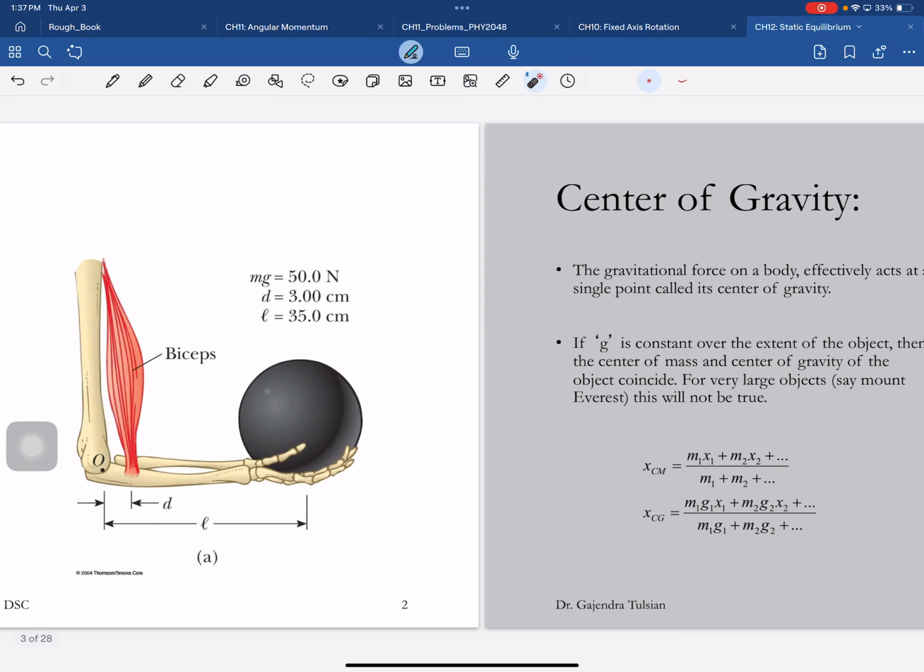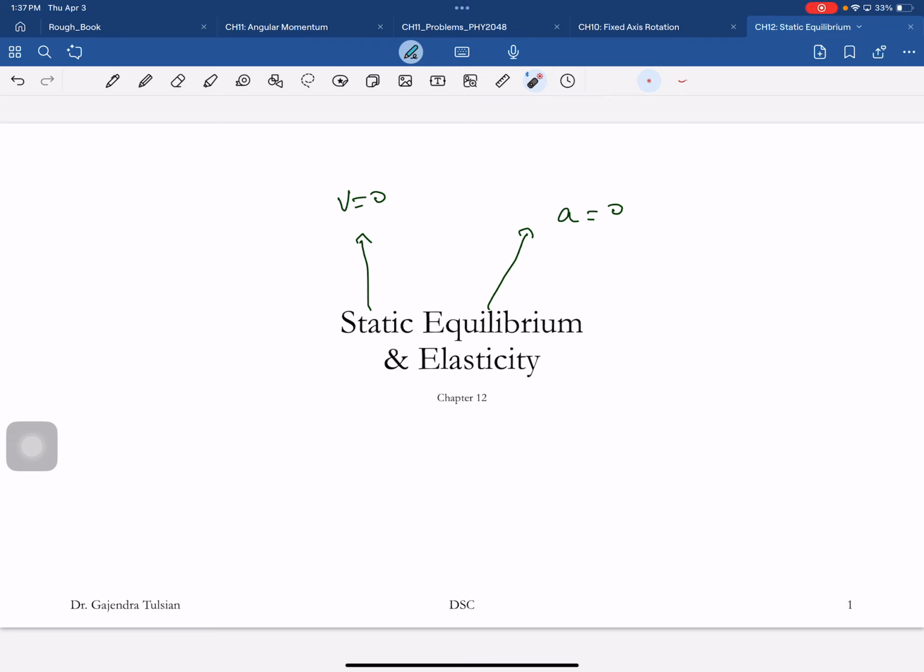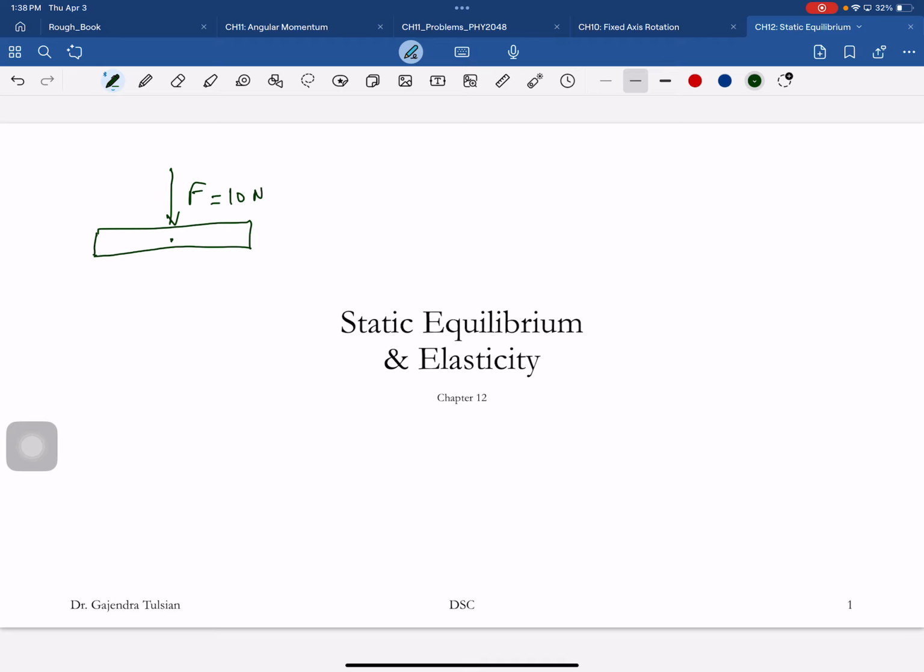All right, so static equilibrium. Okay, so here's the deal. Let me start off with an example. Whenever we're talking about static equilibrium, we're talking about forces applied to extended objects. So let's say this is a uniform bar, and I apply a force of 10 newtons like that, and 10 newtons like this. What will happen? Nothing. This thing is at rest. The total force is zero, and nothing will happen.